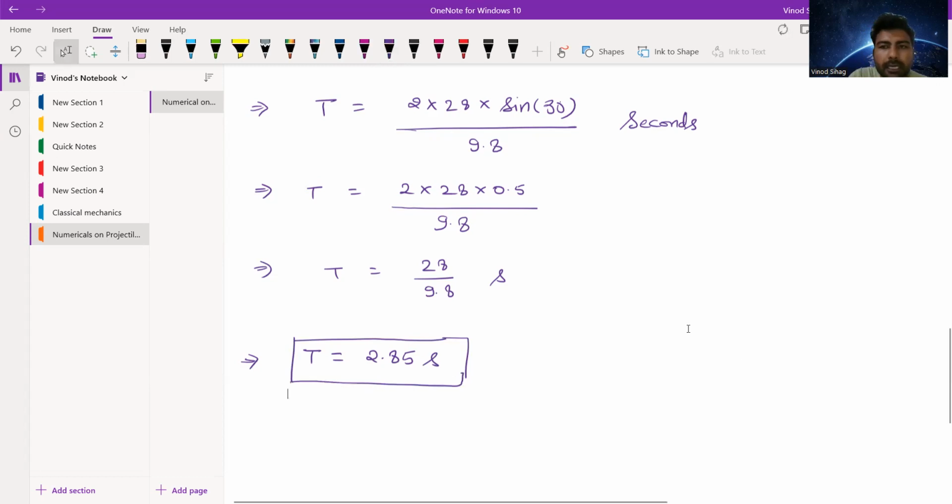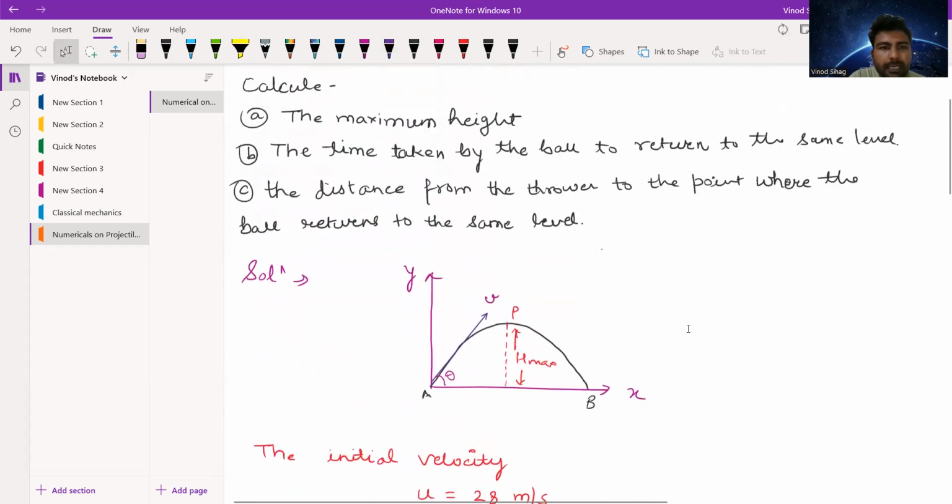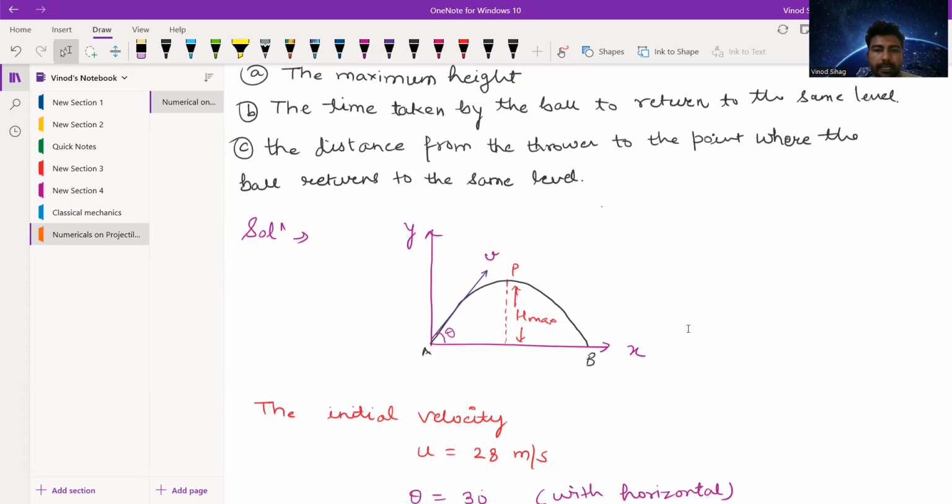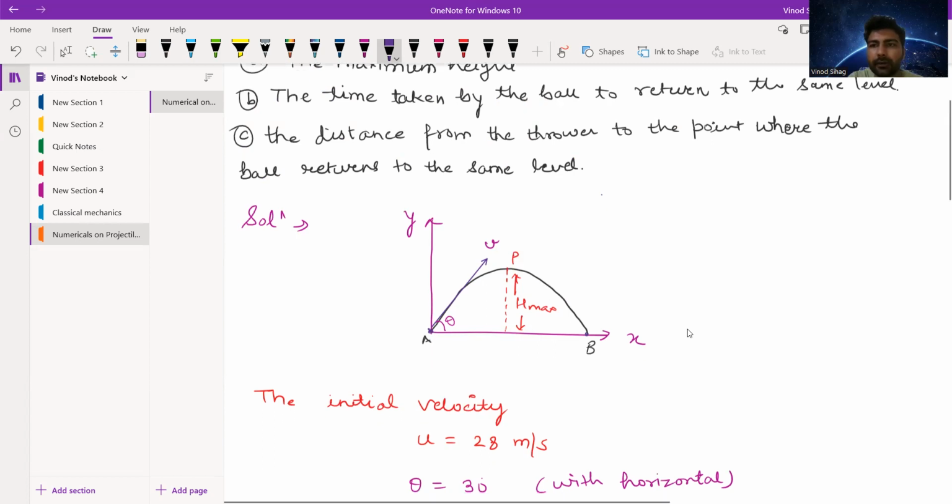In part C, they are asking for the distance from the thrower to the point where the ball returns to the same level. As we know, the thrower is at point A and the ball is returning to point B. So they are asking for the range of the projectile, because the distance AB is R, the range of the projectile. That we are going to find out.